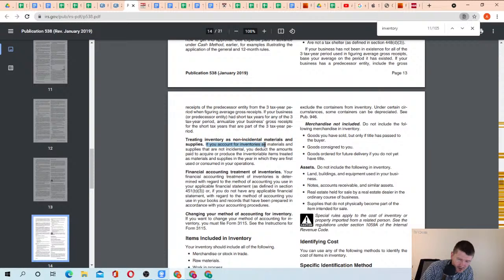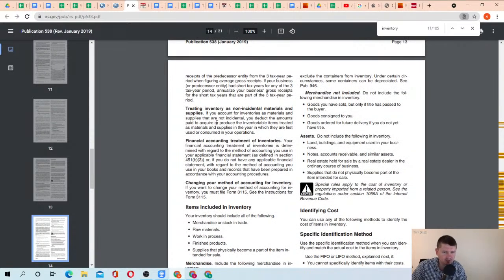If you account for inventories as materials and supplies that are not incidental, you deduct the amounts paid to acquire or produce the inventoriable items treated as materials and supplies in the year in which they are first used or consumed in your operations. So basically, not for finished goods, but for materials and supplies, if you used or consumed the material in your operations, you can deduct it as an expense. But it seems like if you still have it on your balance sheet, you kind of have to present it as an inventory.